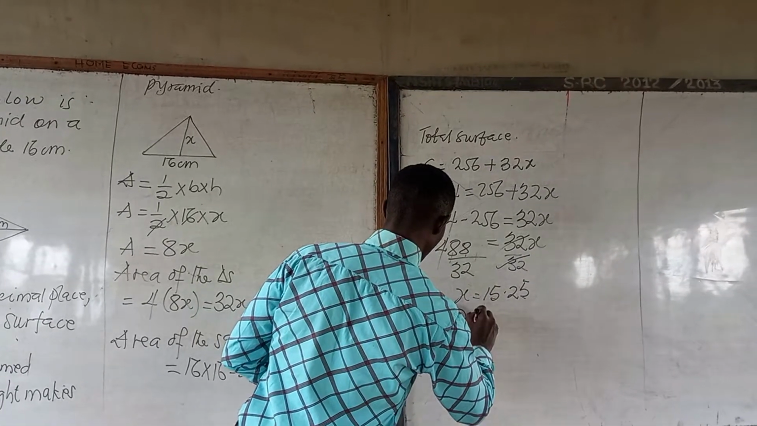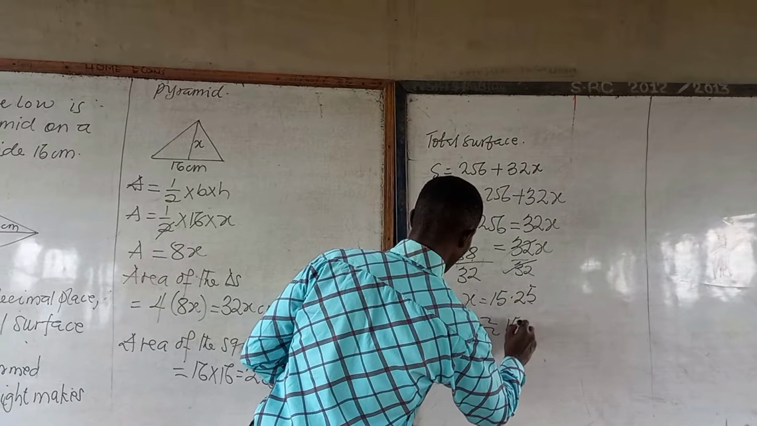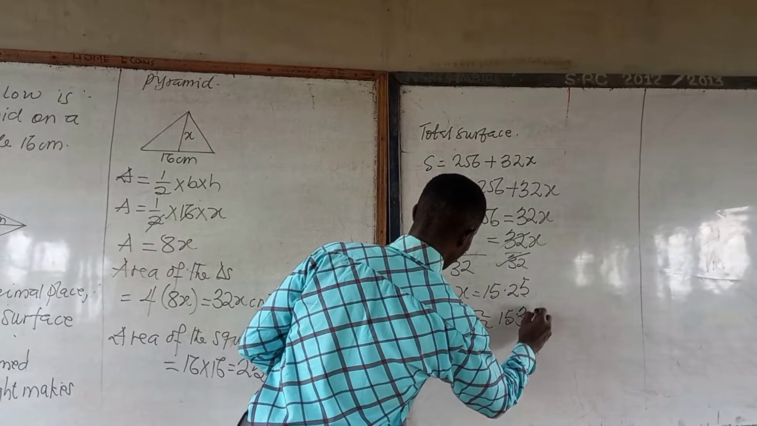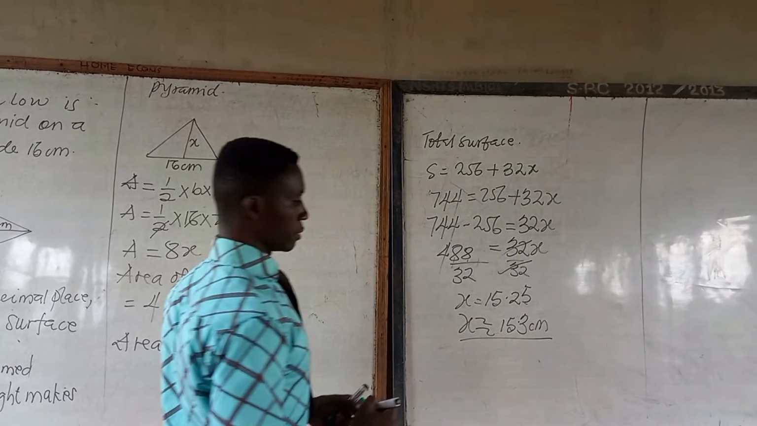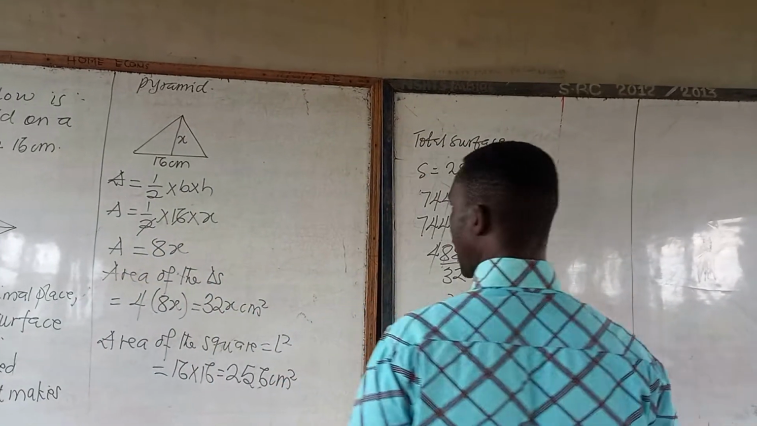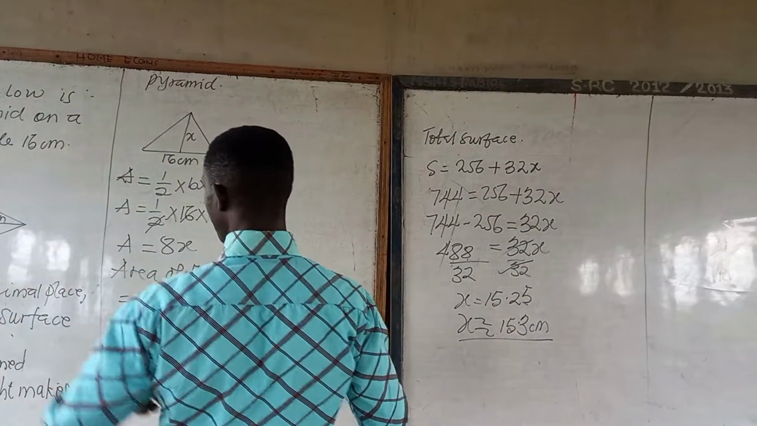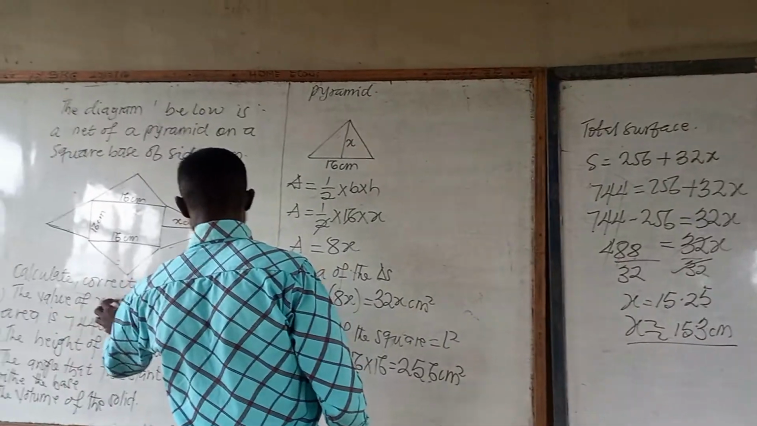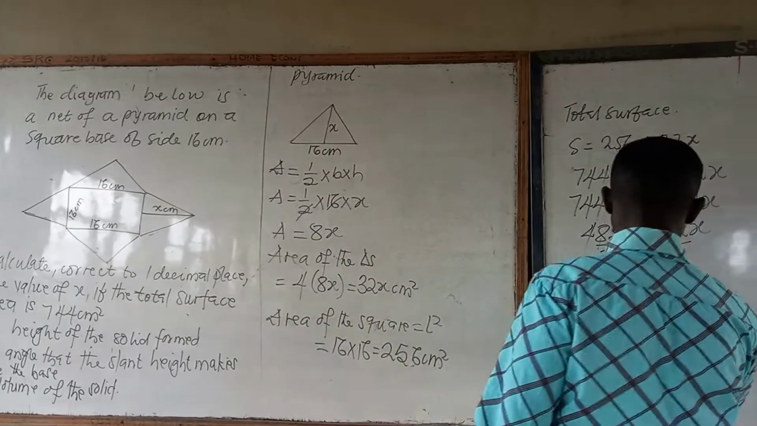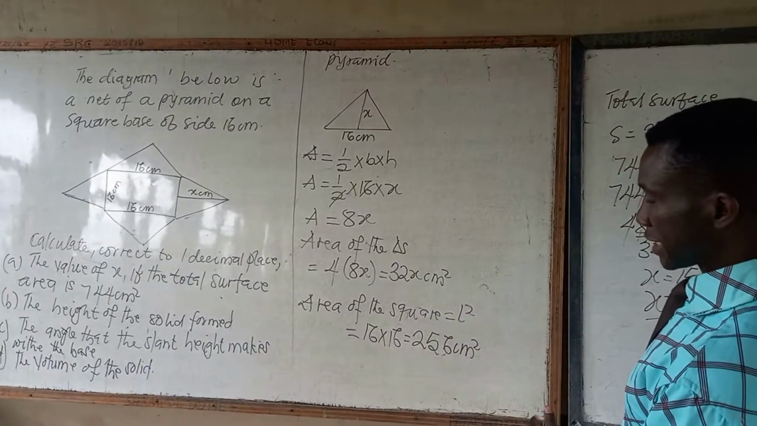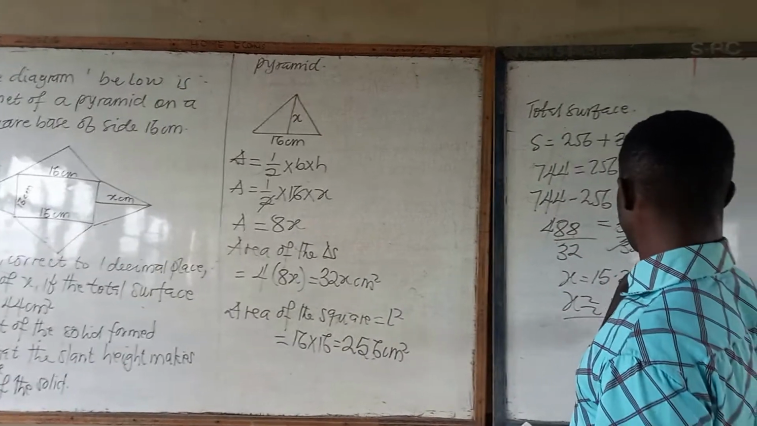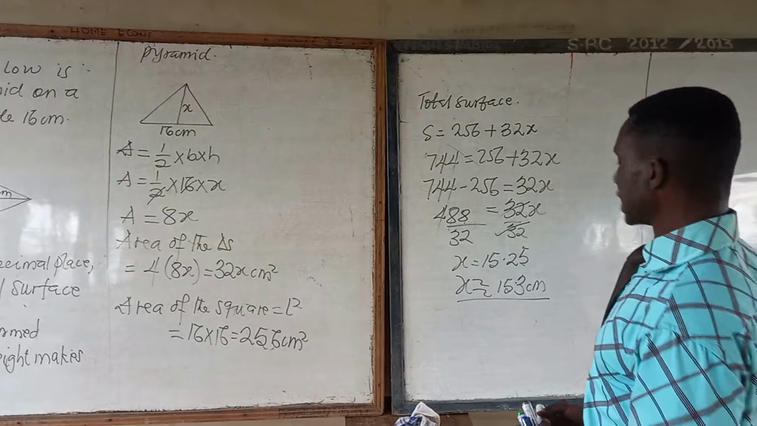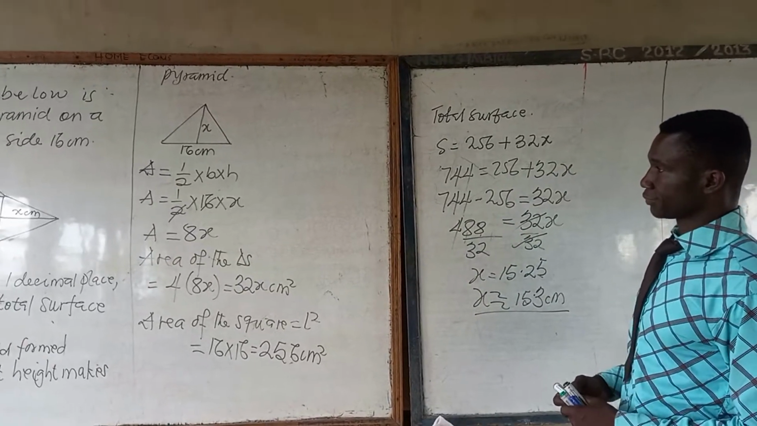So x is approximately equal to 15.3 centimeters. That will be the height of the triangle, which we have been asked to calculate for in A. So A is simply 15.3 to 1 decimal place. That is x equals 15.3 centimeters. That is the height of the triangle.